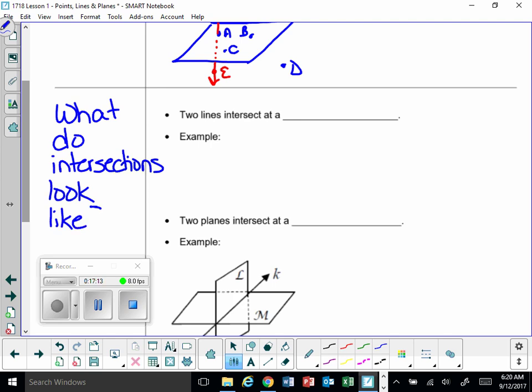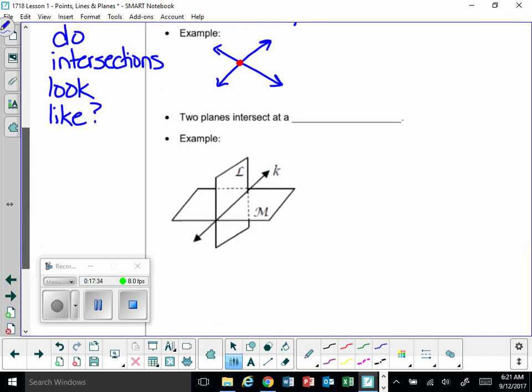I was just talking about an intersection where your pencil stabs through your paper. Two lines intersect in a point. You did this in Algebra 1, back when you did systems of linear equations, and you graphed them and found the point of intersection. Two planes, however, intersect in a line.